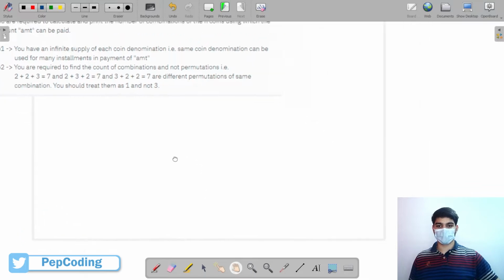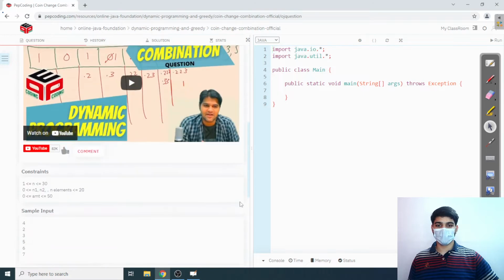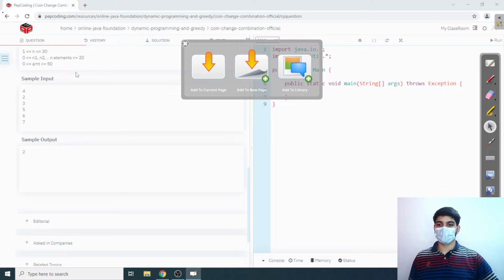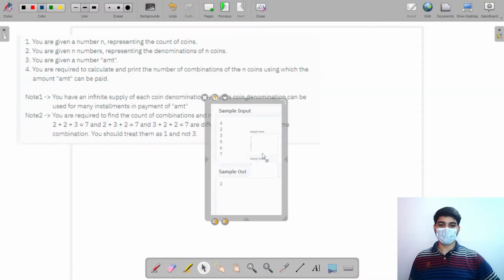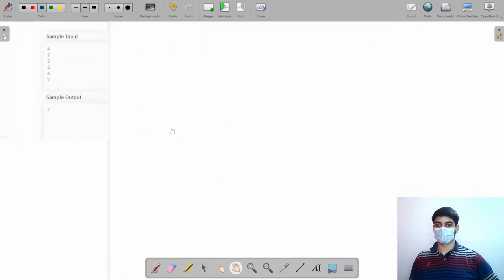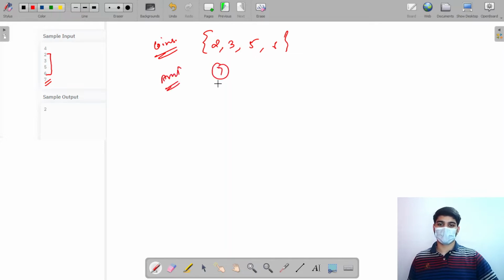Let's take an example to understand this a bit better. If we go to the portal and look at the sample input and output, let's analyze what it's saying. The first number represents the number of coins. Then we have these coins, and this is my amount. So we have 2, 3, 5 and 6. These are my coins, and my amount is 7.